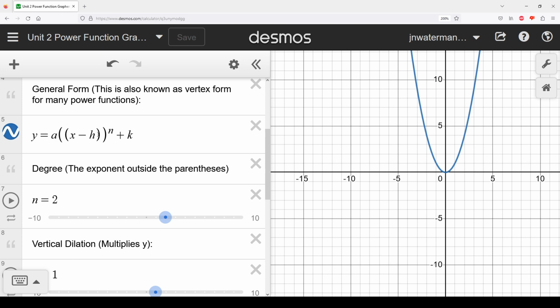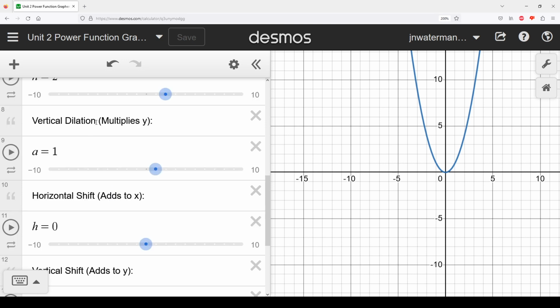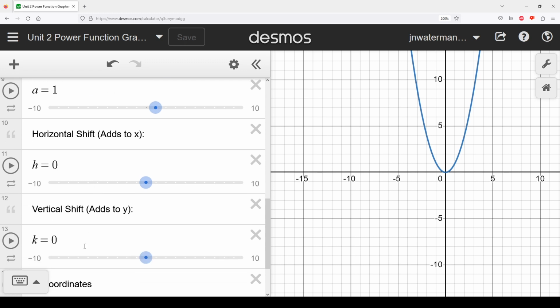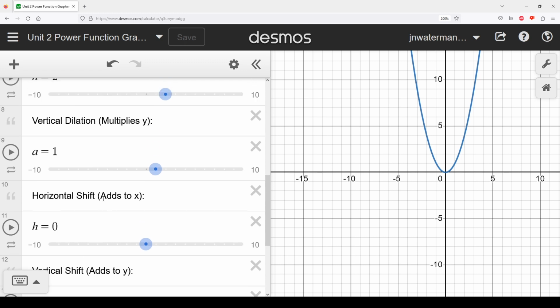You can see up top, I have a general form function here. Instead of having the 2 here in the quadratic function, I've got an n, which actually allows us to change what type of power function we're looking at. We'll talk about this more later. For now, you just want to keep this set at 2. You can also see we've got the vertical dilation, the horizontal shift, and the vertical shift values right here, which you can change. These sliders are set to move them by whole numbers, so if you want a fraction, you can always type it in.